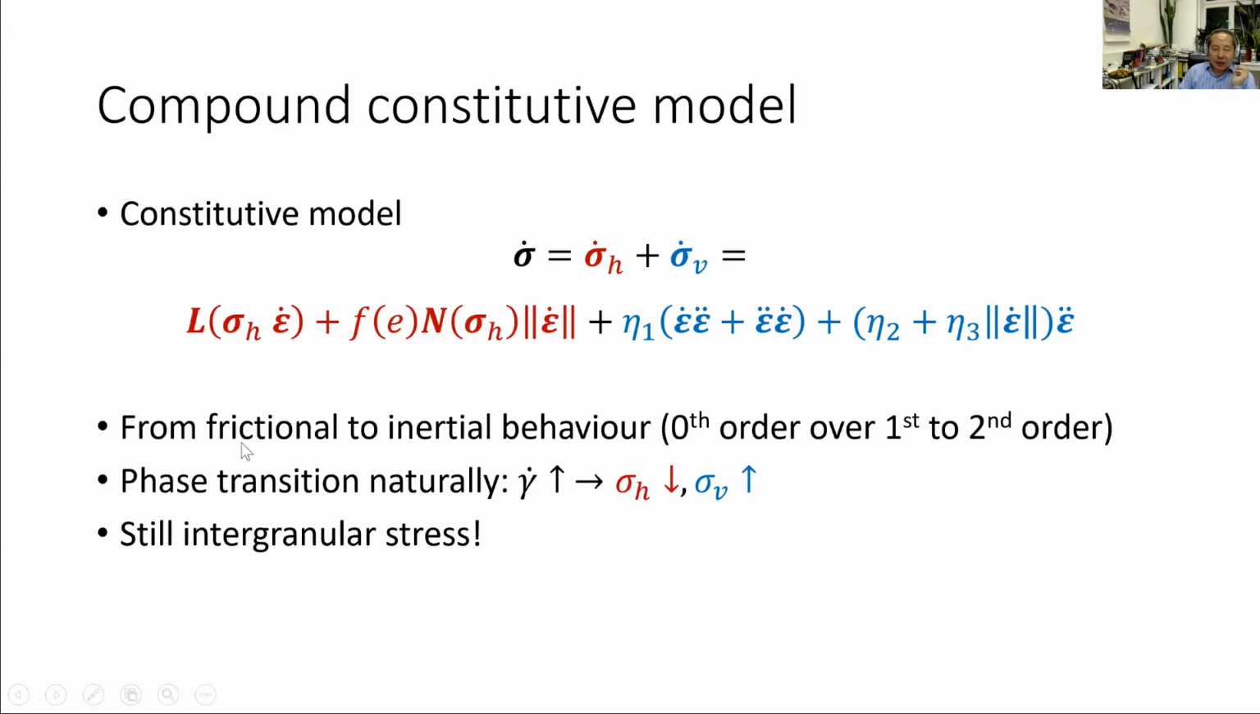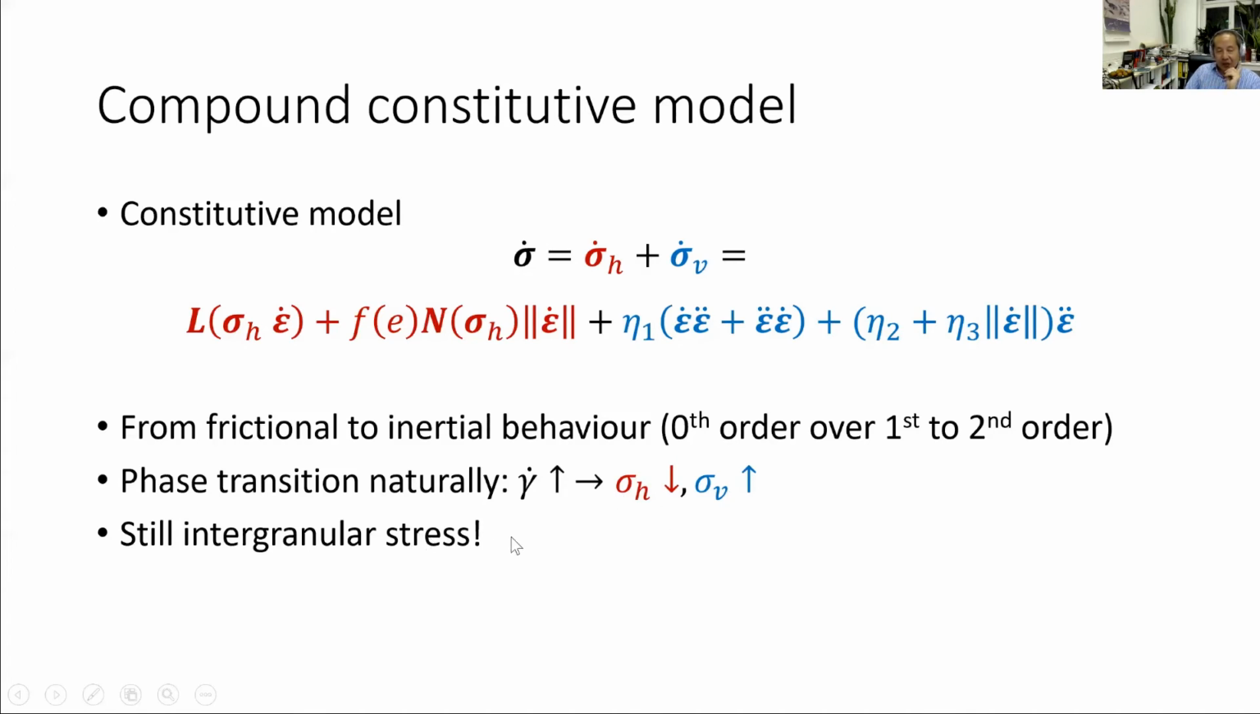And this model gives you the behavior from the frictional all the way to the inertial behavior. This means from the 0th order over the 1st order to the 2nd order. And it also gives you a kind of phase transition from solid to fluid and back from fluid to solid in a natural way, right? Just imagine increasing the shear velocity, and then this frictional stress will decrease and that stress will increase. And why? Because if the external load remains unchanged, then you should have such behavior.